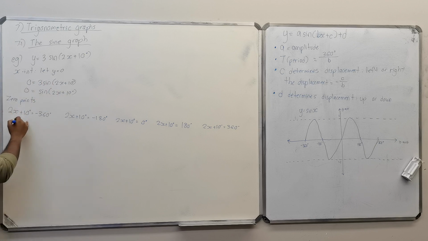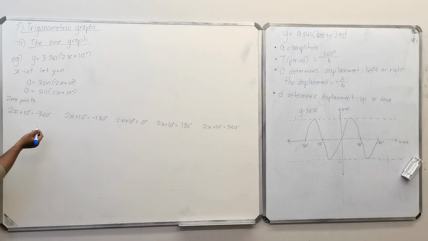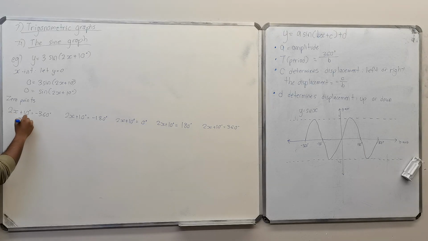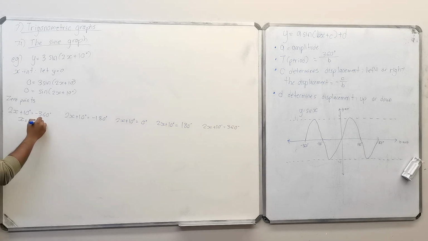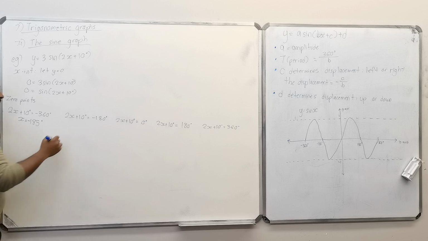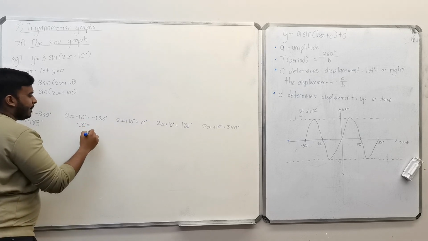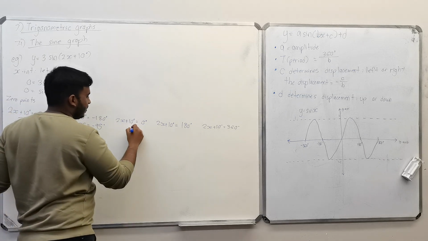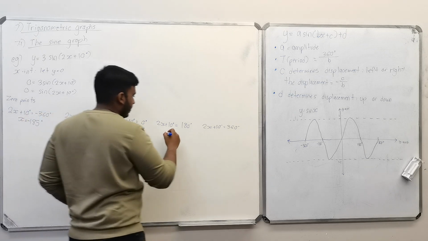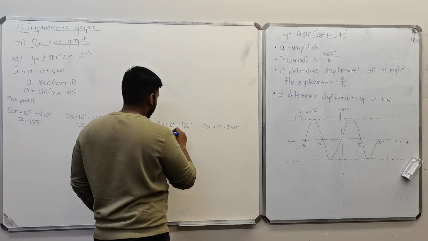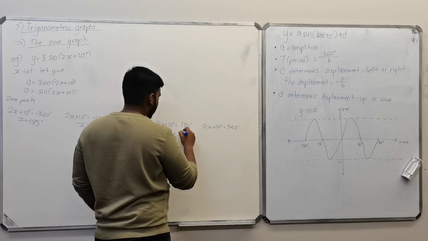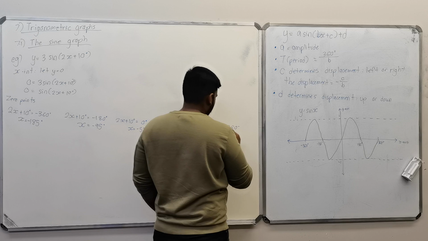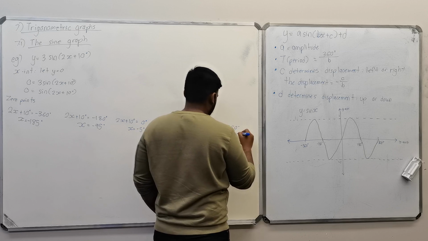Okay. So here you're going to end up with, you take your 10 across, negative 370 divided by 2, negative 185, right? Here you're going to end up with negative 190 divided by 2, negative 95, and so on up to 175.